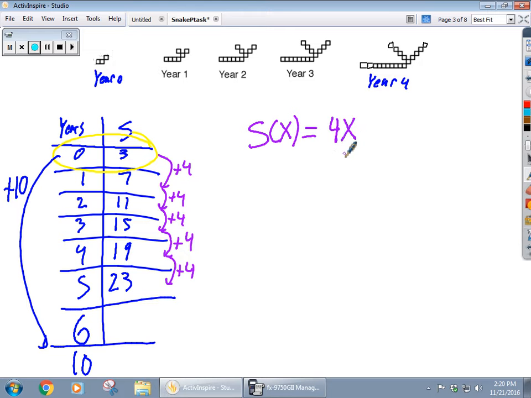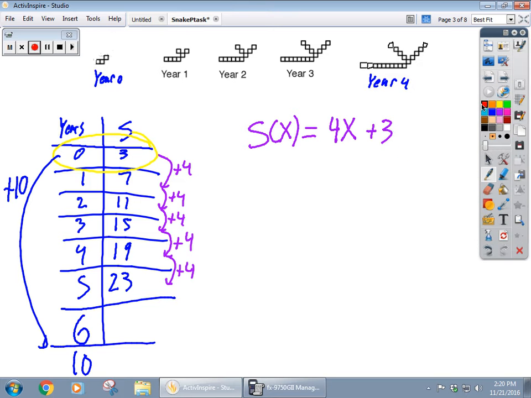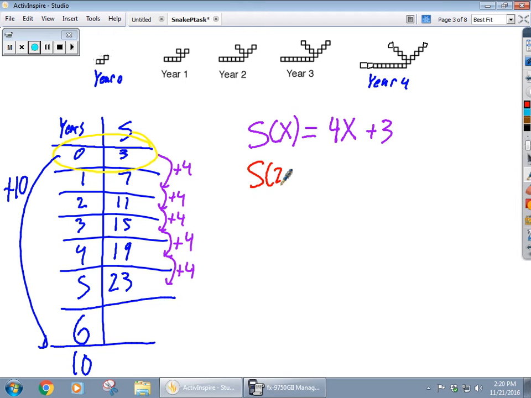And then, of course, we also have to ask ourselves, how much does it start with? Well, it starts with 3. So that means that we are adding 3 to whatever that calculation is. And if you want to test this, let's test it with year 2. Year 2 would be 4 times 2 plus 3, that'd be 8 plus 3. Of course, we get 11. So that's a way for us to make sure that this works. I would usually test it with 2 or more just to be sure, but we can definitely see that this works.